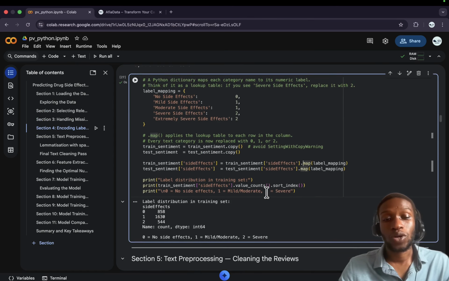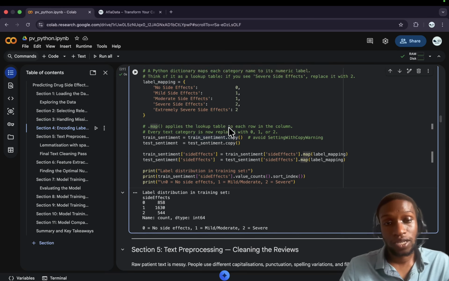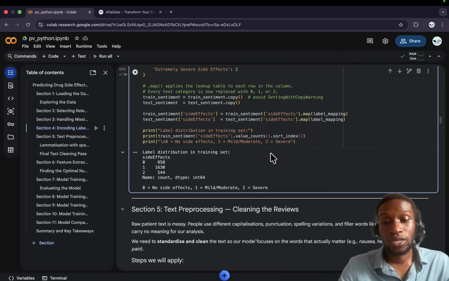Once you've done that, you see that we now get a new column of side effects with new labels, which are distributed across 0, 1, and 2. You can see the majority of the distribution is at 1, where 1 is mild side effects and moderate side effects. Okay, so we are good until there.